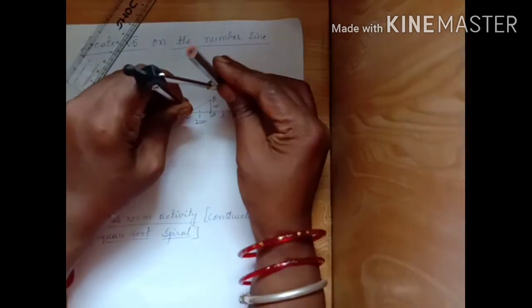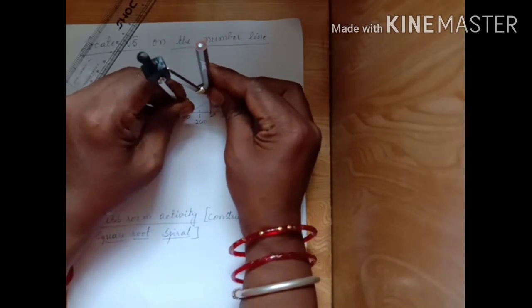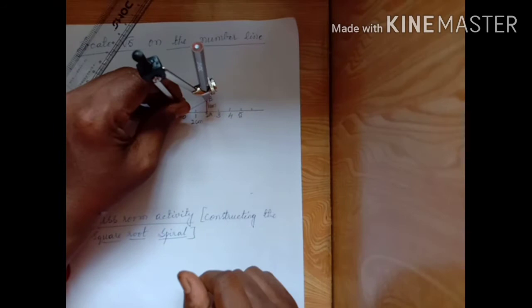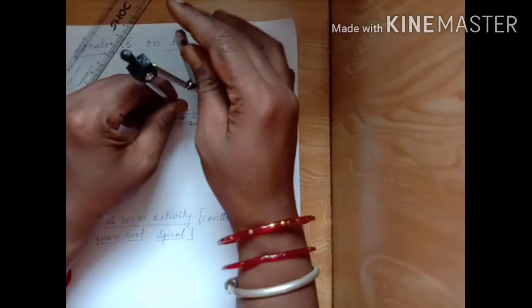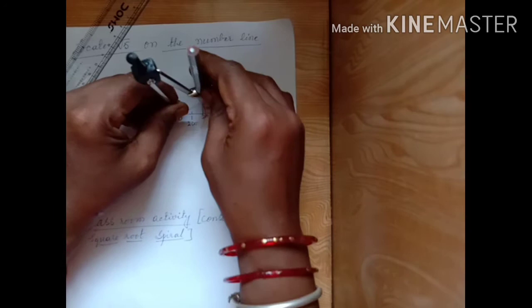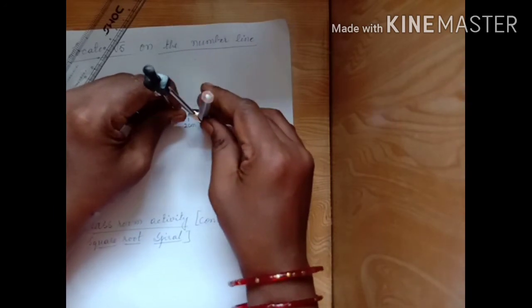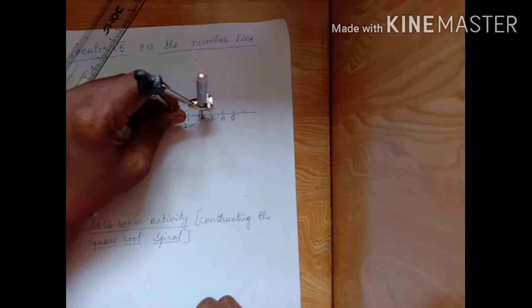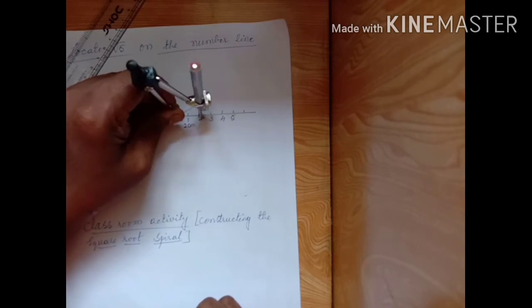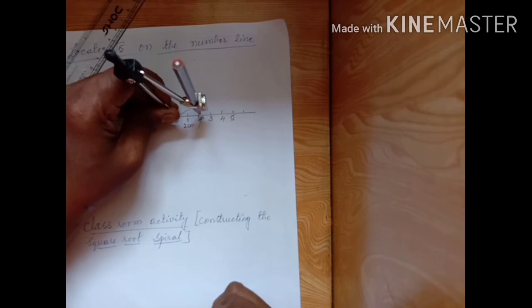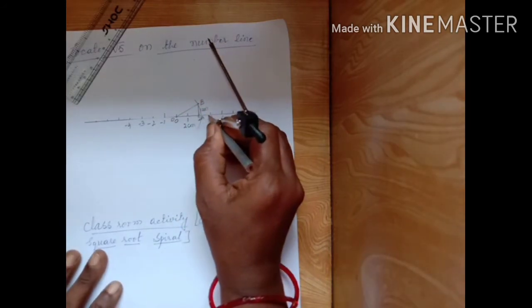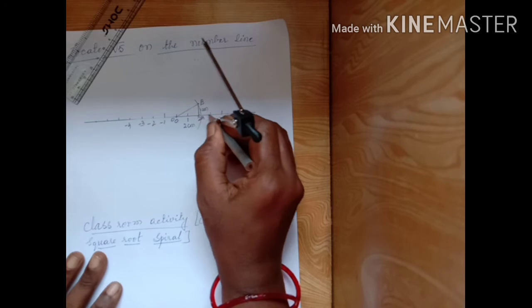Now after this, let me measure OB. Take OB as radius. Now cut an arc which passes through the number line. It has to cut the number line. Okay, children. Now what is this? Point A. The arc cuts between 2 and 3. Not in the middle.